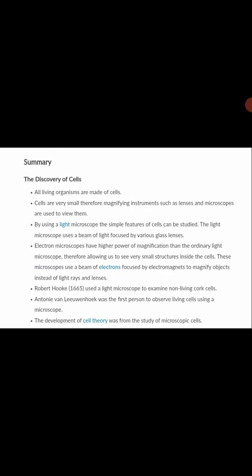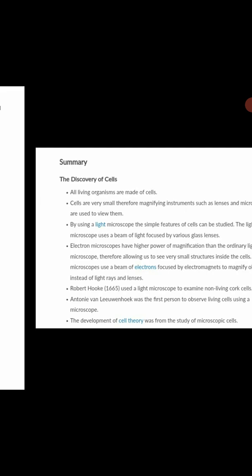Okay, summary. We look at the discovery of cells. All living organisms are made of cells. Cells are very small, therefore magnifying instruments such as lenses and microscopes are used to view them. By using a light microscope, the simple features of a cell can be studied. This is the summary of cell theory. Robert Hooke used a light microscope to examine non-living cork cells. Anthony van Leeuwenhoek was the first person to observe living cells using a microscope. So the development of cell theory came from the study of microscopic cells.